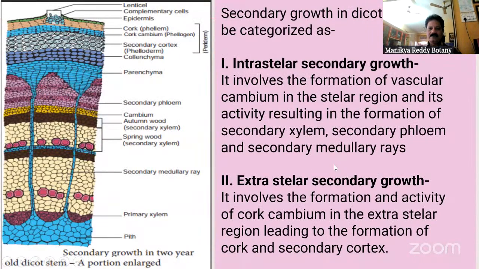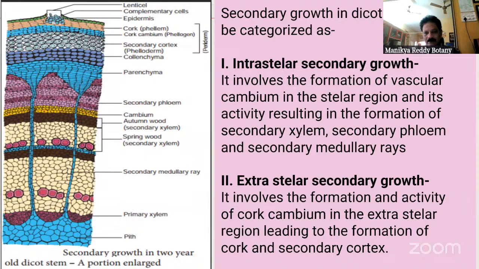See, secondary growth is categorized into two types. The first is called intrastellar secondary growth. Intrastellar, the name itself is indicating. And the second is extrastellar secondary growth.